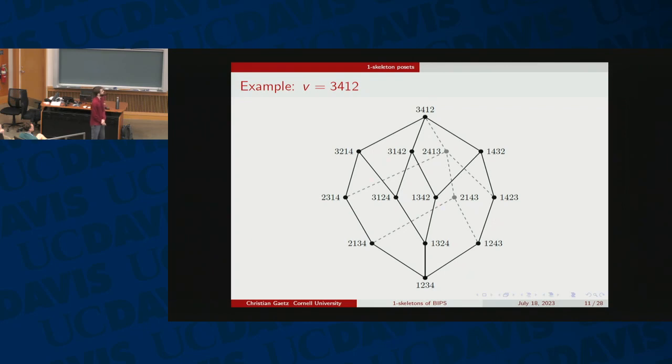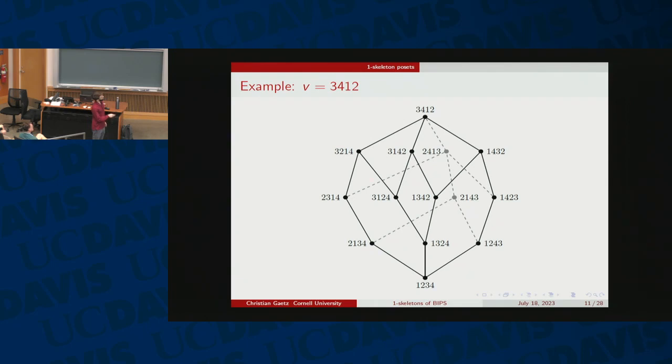All right, so a couple things I want to draw your attention to. One is that unlike the permutohedron, this is no longer a simple polytope. So this is a three-dimensional polytope, but this vertex here and this vertex here have degree 4. They're incident to 4 edges. So it's not a simple polytope.